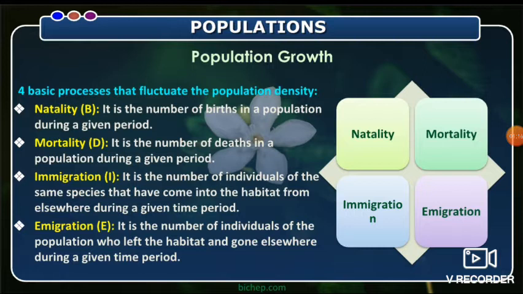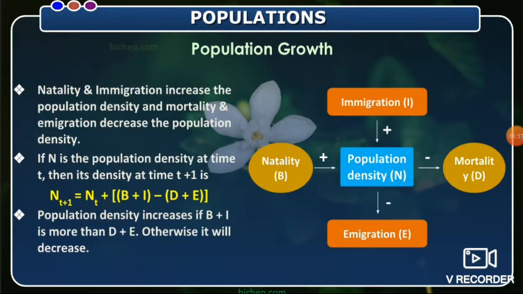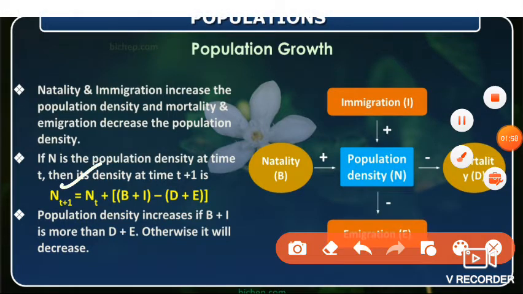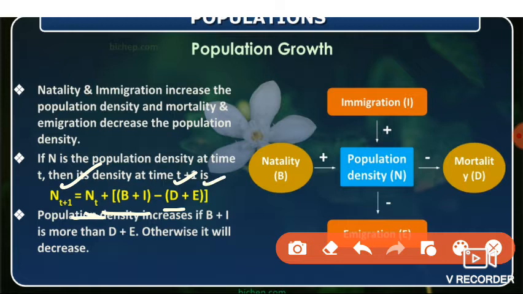These are the four basic processes that fluctuate the population density: natality, mortality, immigration, emigration. And students, the definitions of natality, mortality, immigration, emigration are important for your exam, so please remember that. Here they have given the formula for population growth. The population density at a given time t plus 1 is written as N t plus 1 equals N t plus B plus I, birth rate plus immigration, minus D plus E, death rate and then emigration. This will give the population density.